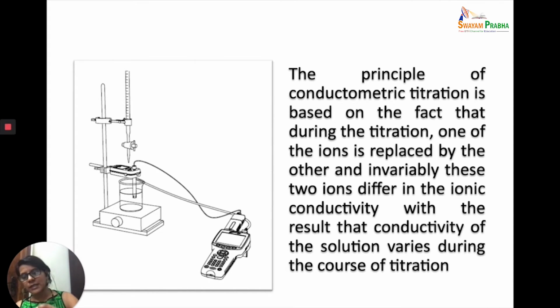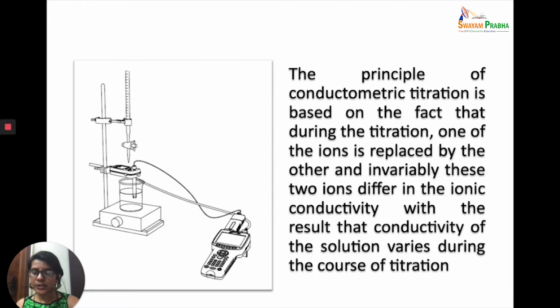Because you are adding a solution which will have different ions from the solution which you are trying to analyze, the ions conductivity will vary. Let's say I have HCl in the beaker and I'm adding NaOH from the burette. Because the conductivity of the HCl will be different from that of the NaOH, there will be changes in the conductance. Some of the ions will be replaced, there will be change in the conductance value, and this change in the conductance value will lead us to a value of equivalence point.